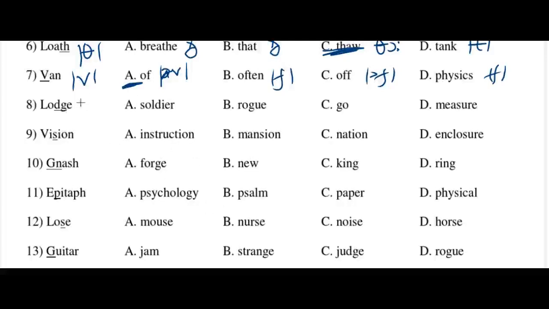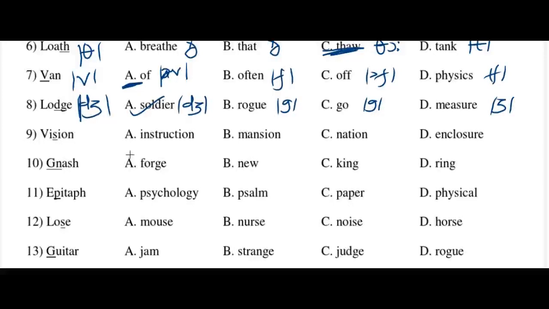Then we have lodge. The underlined sound is j. So we need to locate this sound. We have soldier. We have rogue, g. And we have measure, j. So the answer here is soldier. That's the only one that contains the j sound.